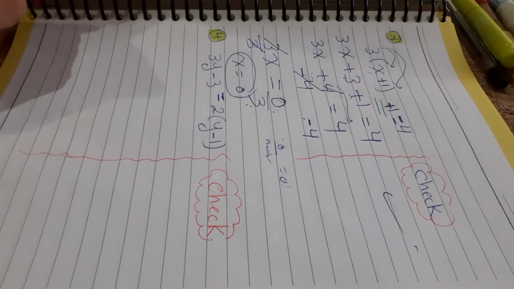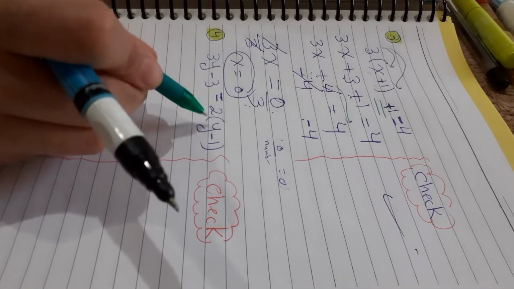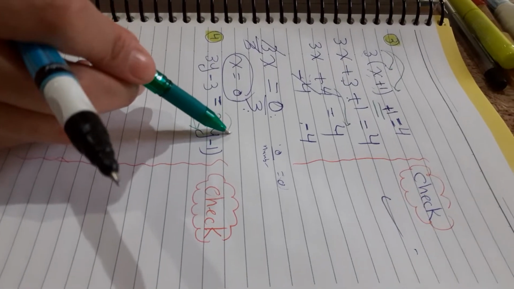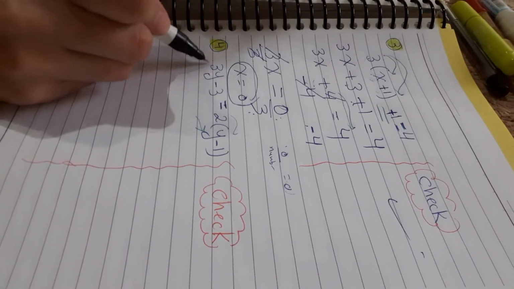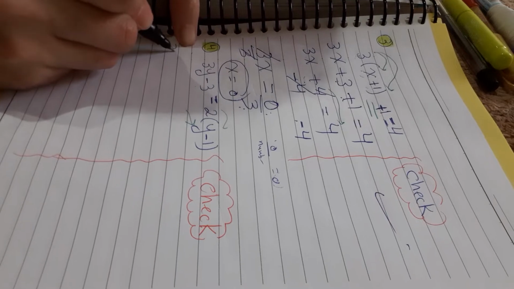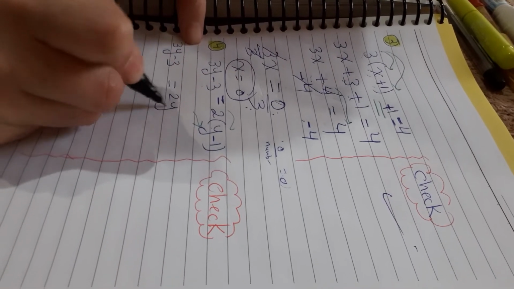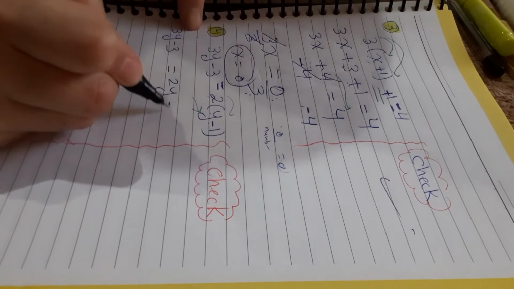Now this one here, you have two brackets, so you need to expand 2. Now bring down the first side. 3y minus 3 equals 2 times y, 2y. 2 times negative 1, negative 2.